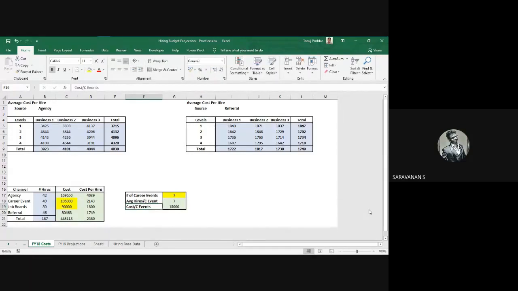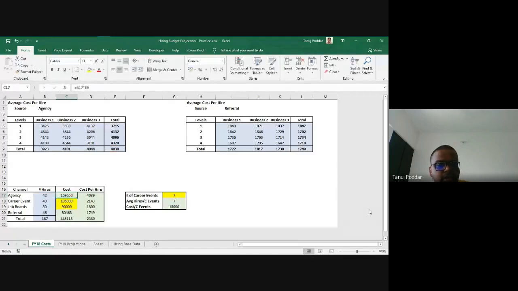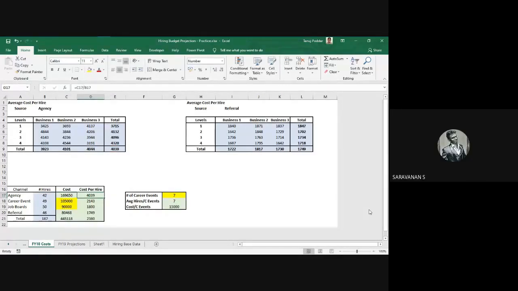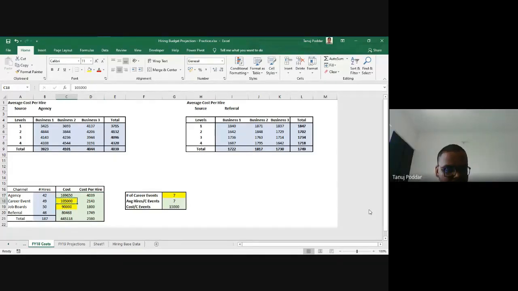Can you repeat once again, right from this? We are clear till the average cost per hire till referral. Yes, we are aware of how we got 4039 and 1749. After that, we are not very clear. So after that, basically how we got the career event number cost. How did I get that? Okay.